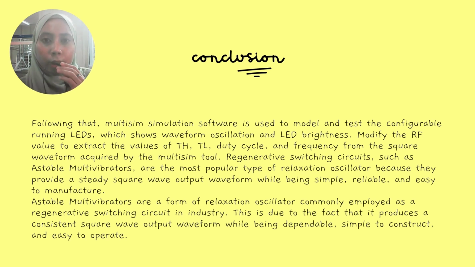Regenerative switching circuits such as astable vibrators are the most popular type of relaxation oscillator because they provide a steady square wave output waveform while being simple, reliable, and easy to manufacture. Astable multivibrators are a form of relaxation oscillator commonly employed as a regenerative switching circuit in industry. This is because it produces a consistent square wave output waveform while being dependable, simple to construct, and easy to operate.